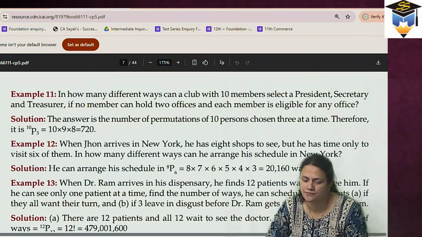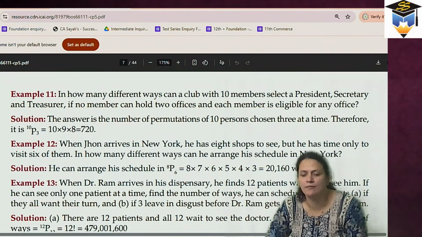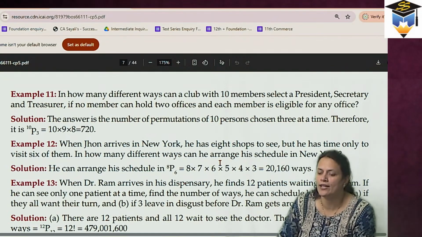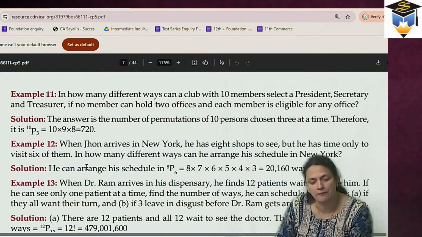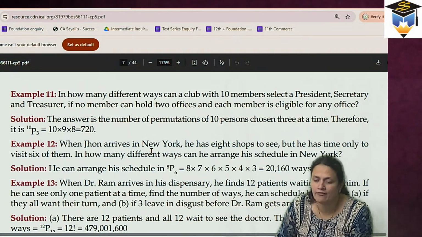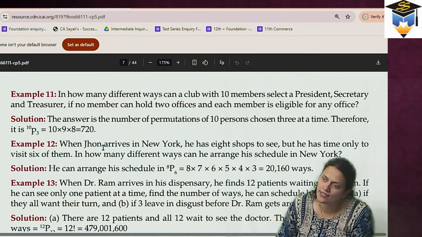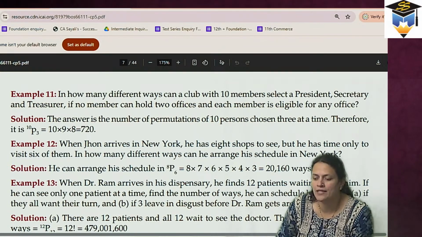10P3. Next, 12th sum. When John arrives in New York, he has 8 shops to see, but he has time only to visit 6 of them. So how many total number of shops? 8. The value of n is 8. How many can he visit? 6. So 8P6, which can be done in 20160 ways.